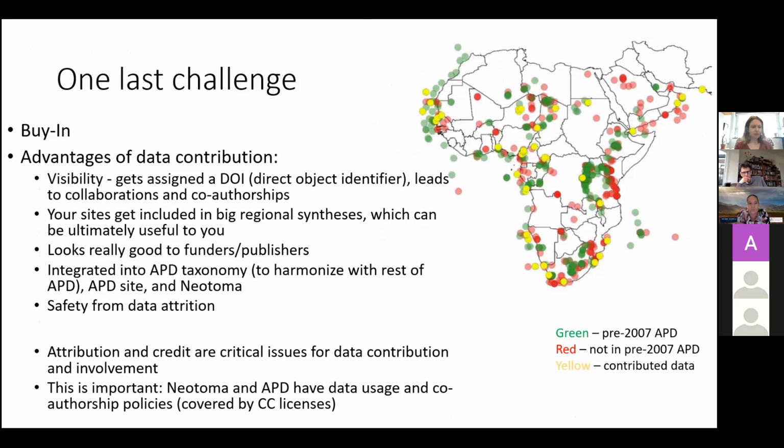One last challenge that we've identified is buy-in. We have quite a few data sets that have been published that haven't been contributed yet. So the last thing that I really just want to say quickly is that there are a lot of advantages, not just to the community or data users for contributing data, but to individual scientists as well, such as visibility. A contributed data set gets a DOI, a digital object identifier, which is essentially a website for that data, which makes that data much more visible.